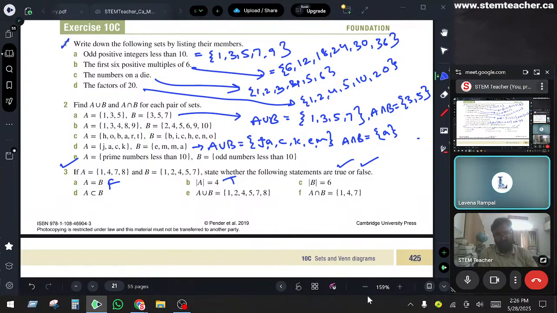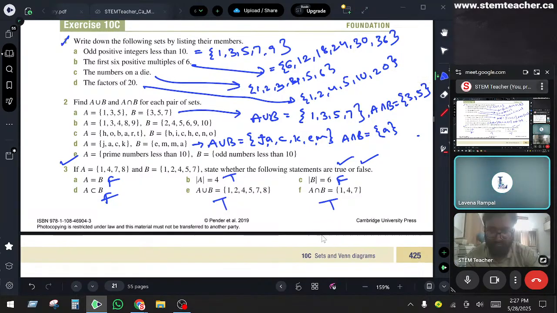False. What about D? Is every element of A an element of B? False, because 8 is not a number in it. What is E? True. What about F? True. That's it.